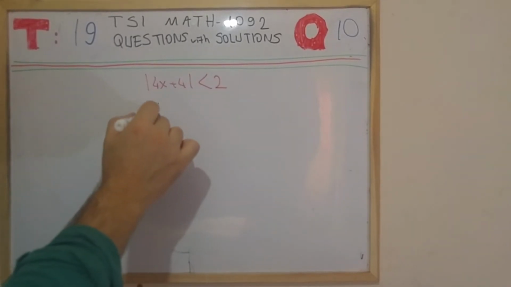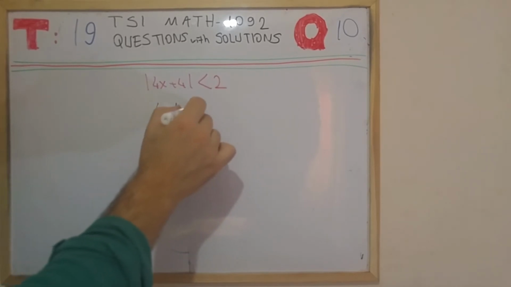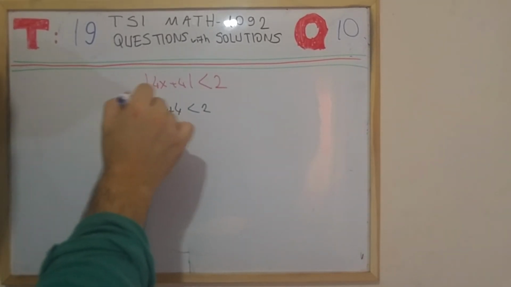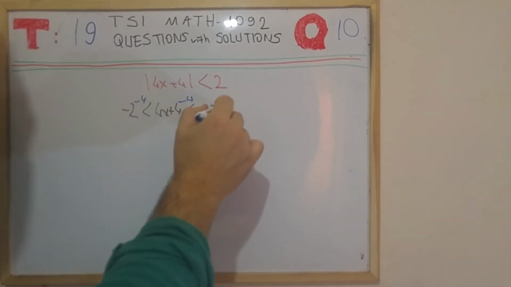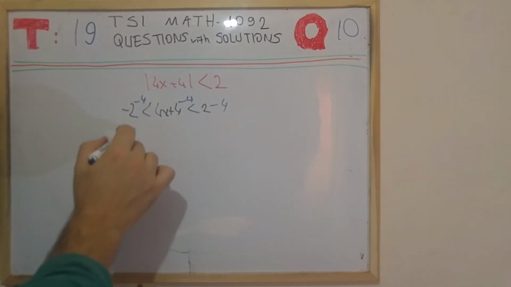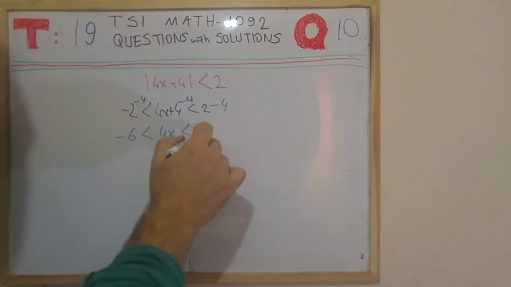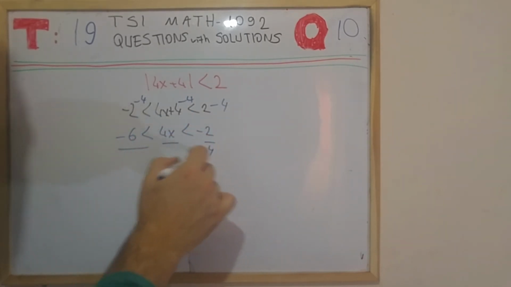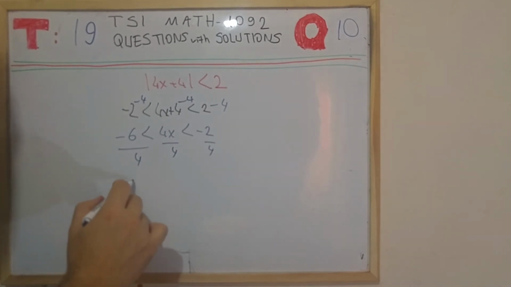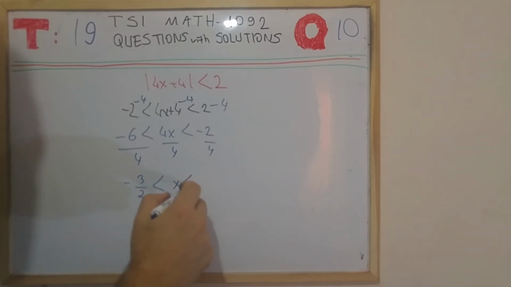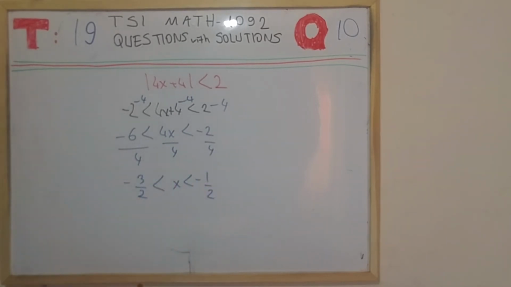This means that 4x plus 4 is between 2 and minus 2. So when I subtract 4 from every side, what I have would be minus 6 is less than 4x, and this is less than minus 2. When I divide every side by 4, what I have is minus 6 over 4, which is minus 3 over 2, is less than x, which is less than minus 1 over 2.